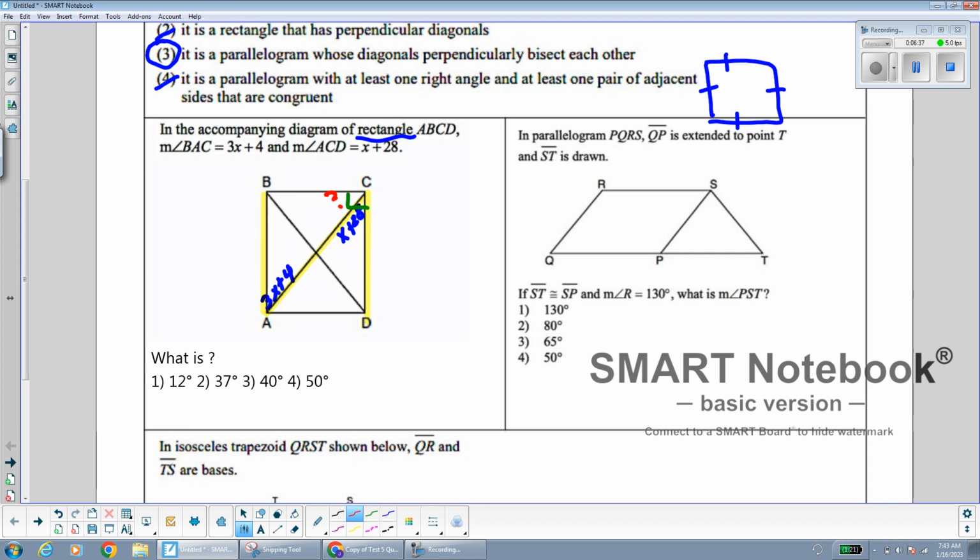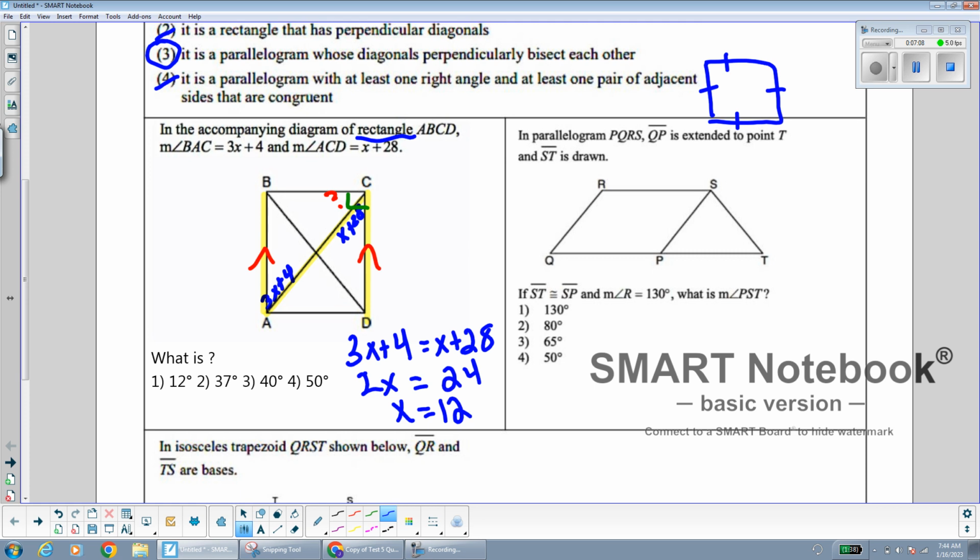And since it's a rectangle, we do know that opposite sides are parallel, just like a parallelogram. We do have parallel lines cut by a transversal. When parallel lines are cut by a transversal, alternate interior angles are congruent. So I can make the equation 3x plus 4 is equal to x plus 28. If we really quickly solve this, 2x is equal to 24. x is equal to 12. We get our x value.